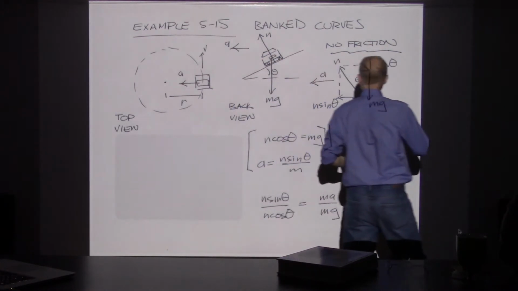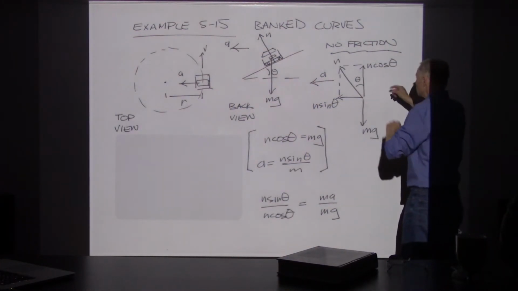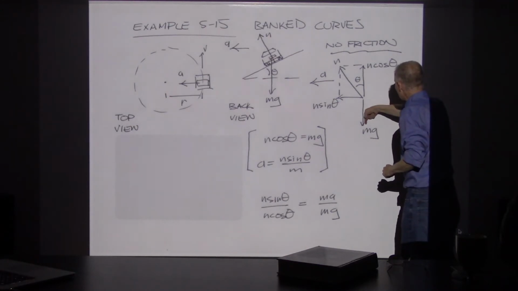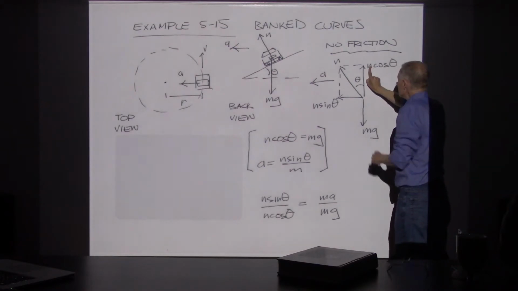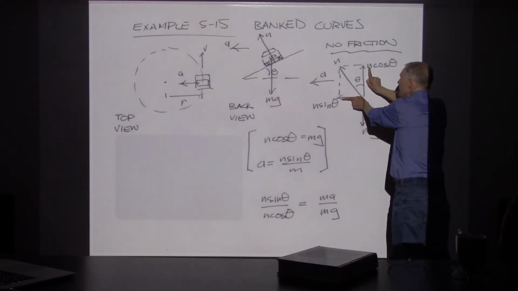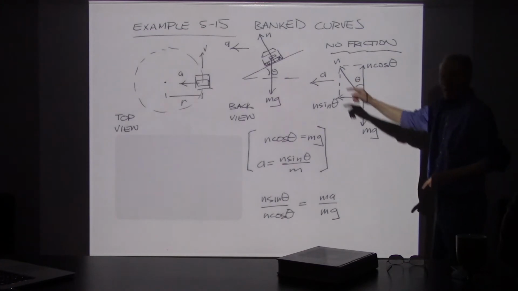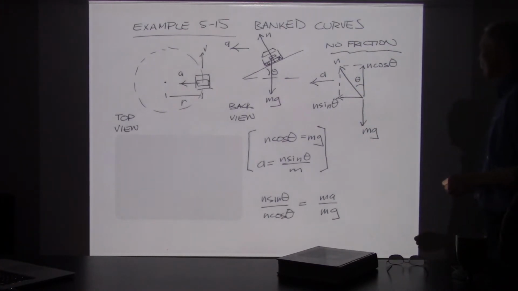When we turn that into a force diagram with separate components, I've got mg downwards. I've got n that's tipped. That's going to be n cosine theta. That's going to be n sine theta, where theta is the angle of banking that we're working with.